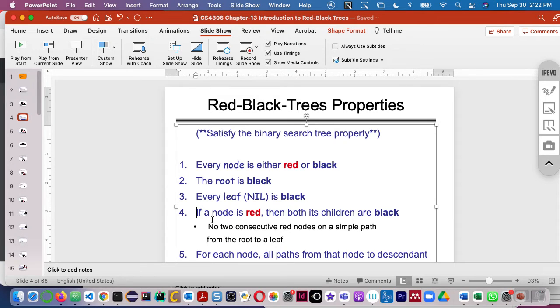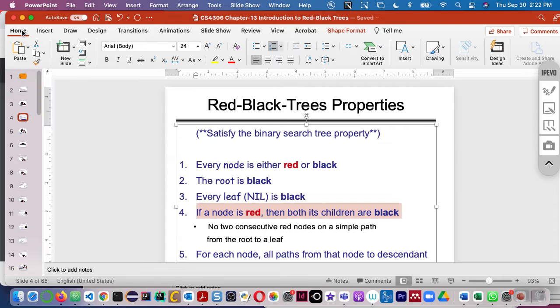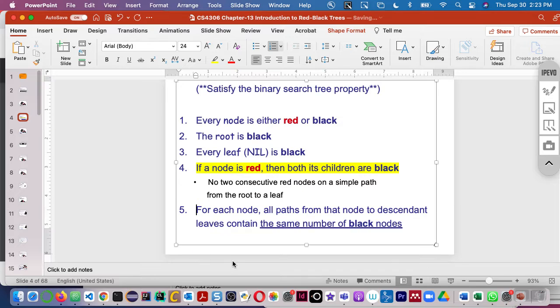And number 4 is the most important and problematic feature. Okay, if a node is red, then both its children are black. And the last one is: for each node, all paths from the node to the descendant leaves contain the same number of black nodes.